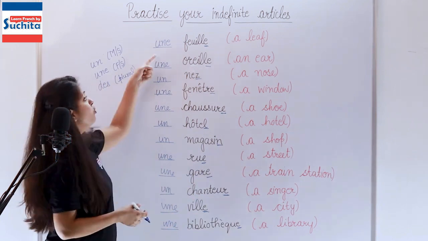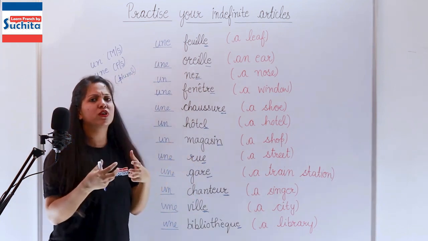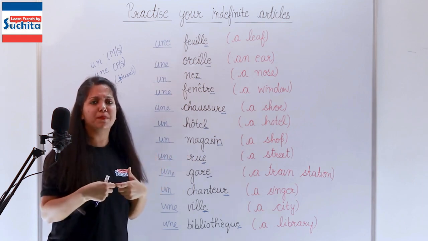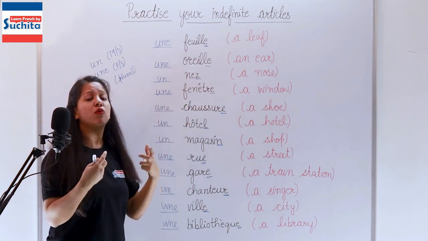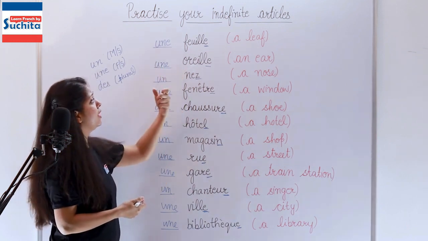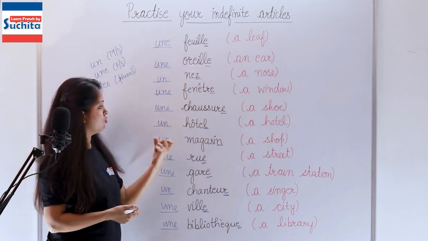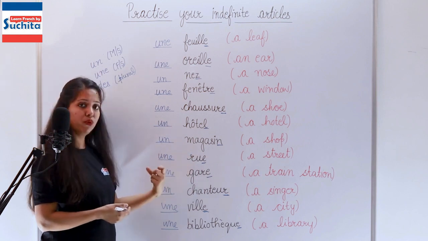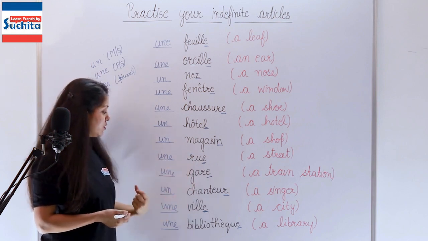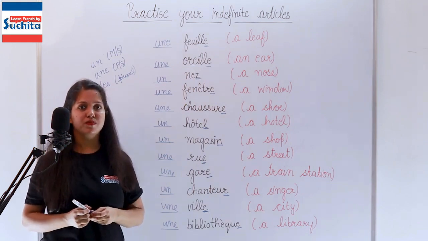Je répète, hein? Une feuille. So when you learn it, learn it along with the article. Do not just learn feuille. Just make this a habit that you have to learn with the article. Une feuille, une oreille, un nez, une fenêtre, une chaussure, un hôtel, un magasin, une rue, une gare, un chanteur, une ville et finalement une bibliothèque.